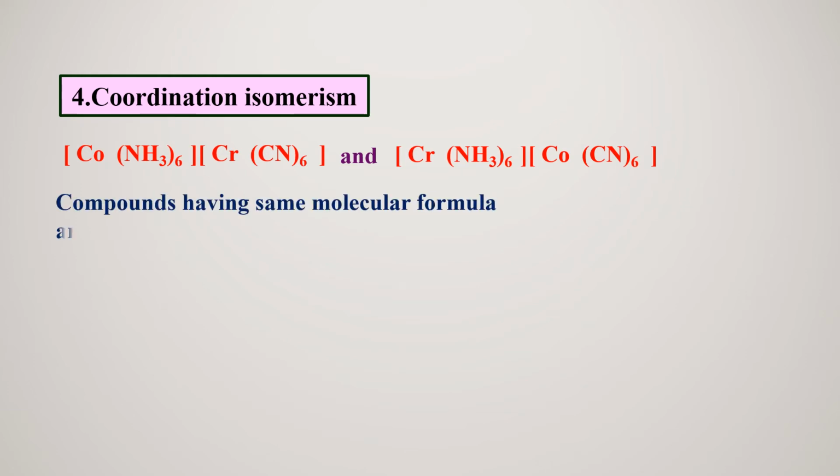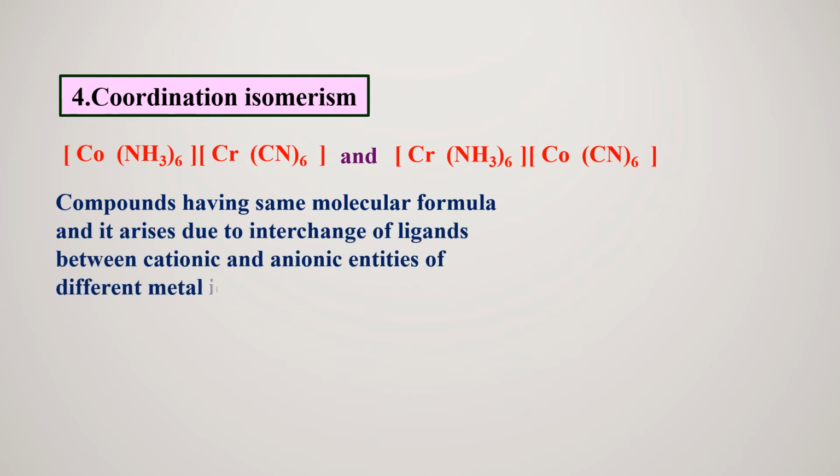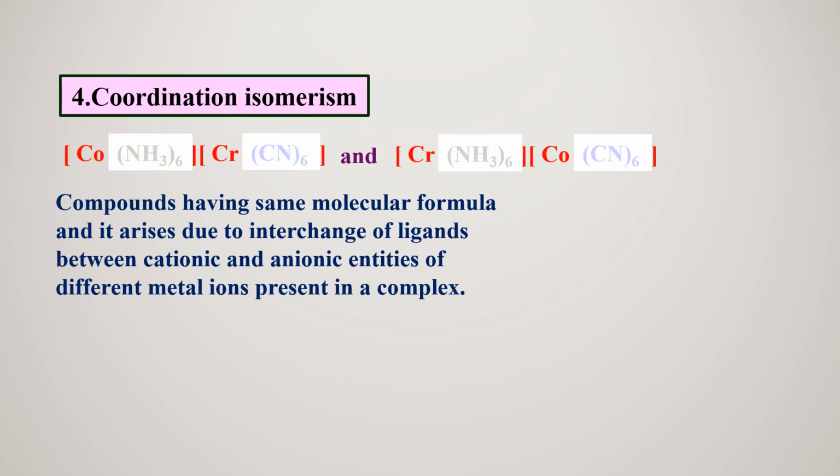They have the same molecular formula but differ in the interchange of ligands, or we can consider metals. There is an interchange of ligands between the cationic and anionic entities of different metal ions present in a complex. You can see the interchange of the ligands.